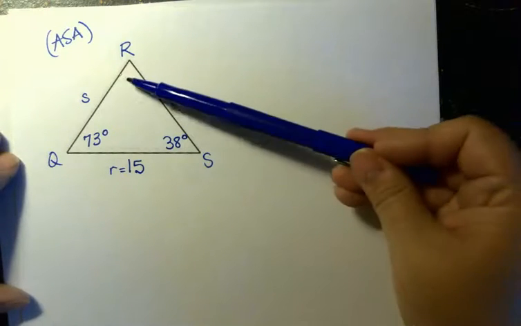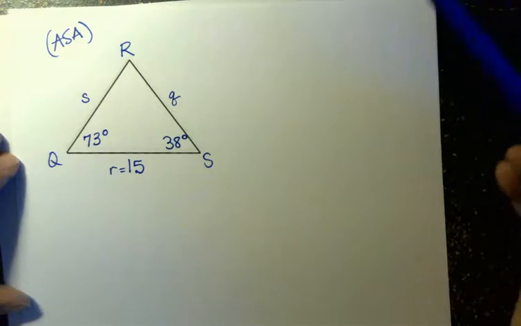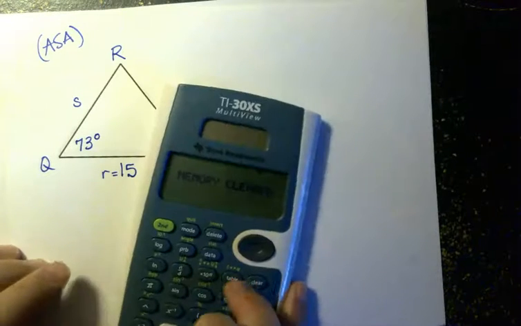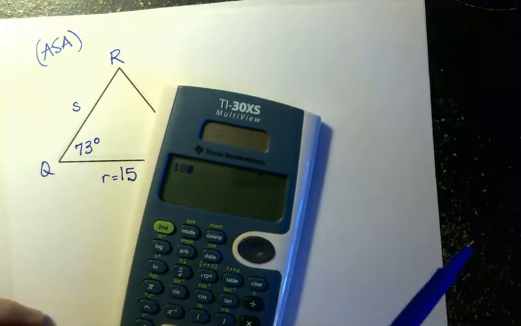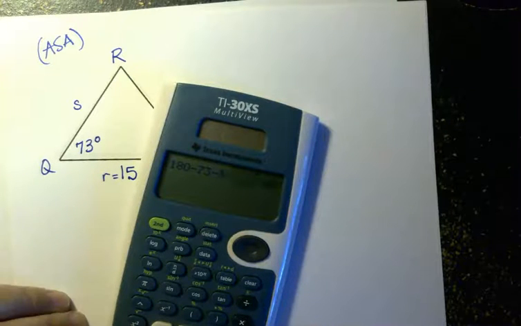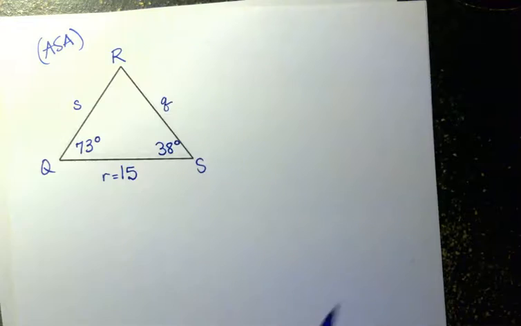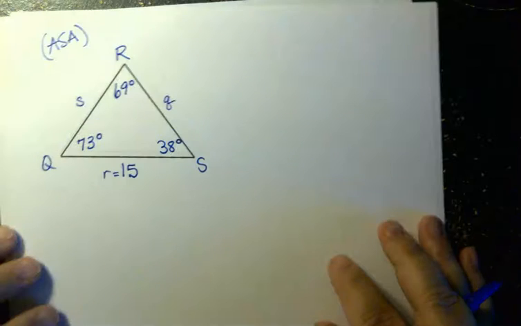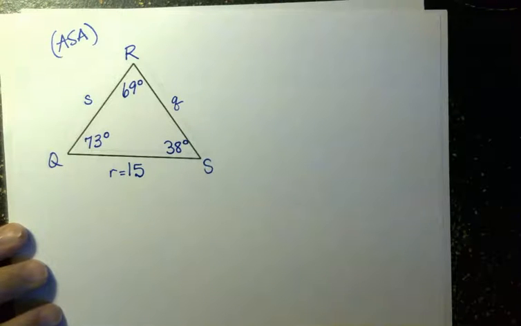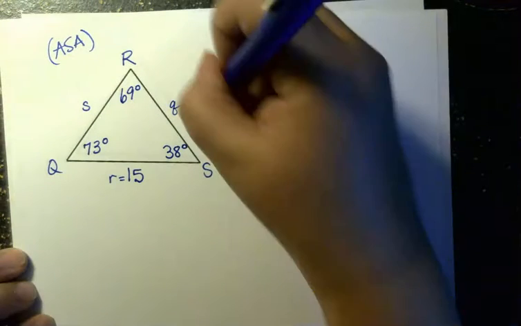Well, again, it's easy enough to find the third angle. Okay, so I'm going to subtract from 180, because the only side I know is little r. So 180 minus 73 minus 38 gives me 69 degrees. So R is 69 degrees. And now I know an angle and a side across from it. Can't use law of sines unless I know an angle and a side across from it.